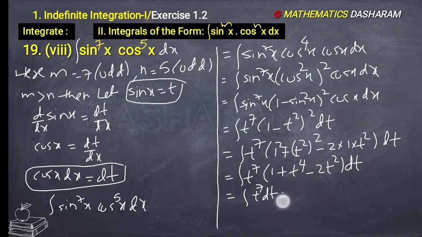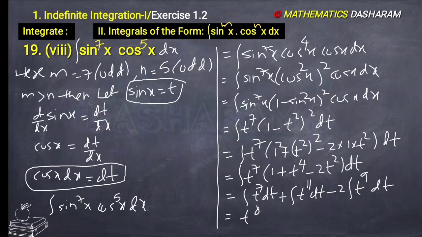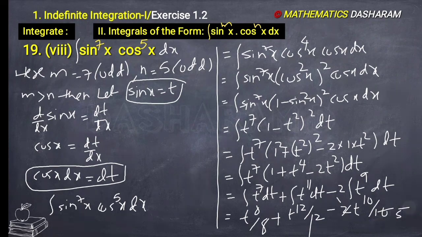So plus integration t to the power of 11 dt minus 2 into integration of t to the power of 9 dt. Now the integration of x to the power of n formula is x to the power of n plus 1 by n plus 1. Then t to the power of 8 by 8 plus t to the power of 12 by 12 minus 2 into t to the power of 10 by 10. Here 2 fives are 10, and add one constant c.